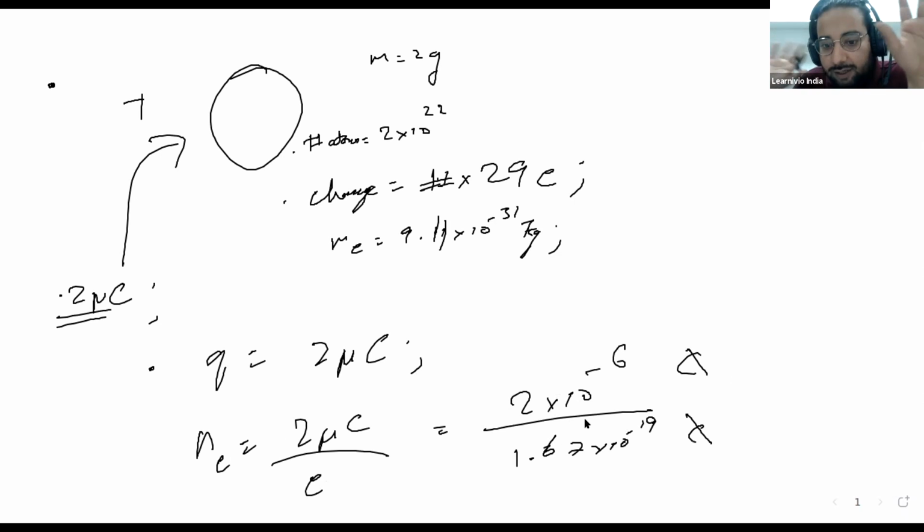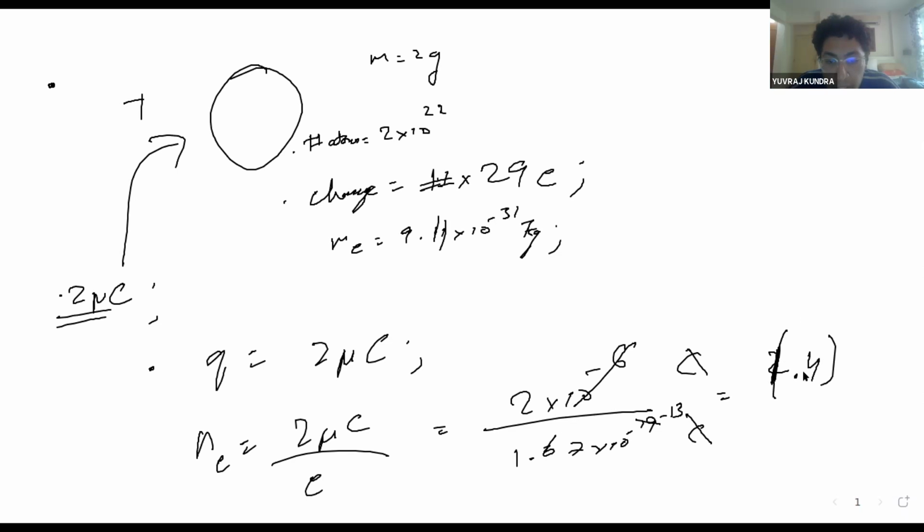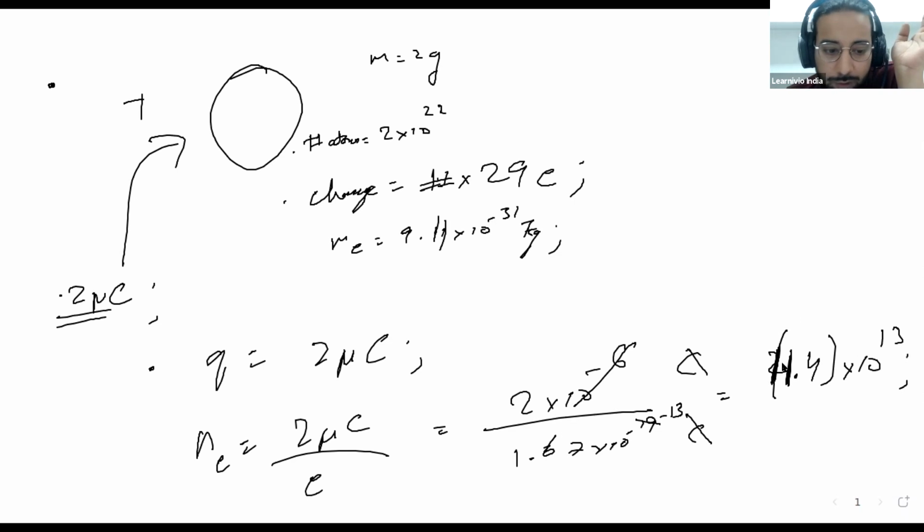So that means that we are doing everything fine. It's always good to check your units. It's always a good habit. So from here you can find the number of electrons: 10 to the power minus 6 over 10 to the power minus 19 leaves 10 to the power 13, right? So you have 2 over 1.67. Let's just say it will be around 1.5, sorry, 1.4. Let's just call it 1.4 into 10 to the power 13. That is the number of electrons.